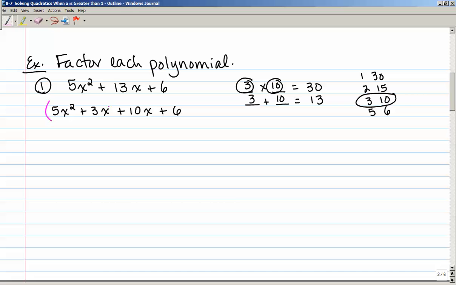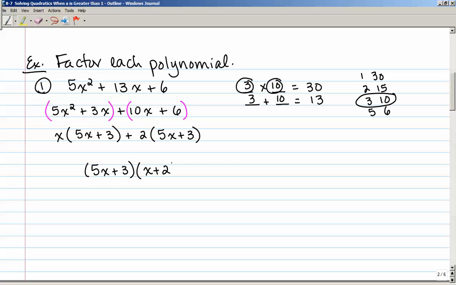Now I'm going to do my factoring by grouping like we did a couple sections ago. Group the first two and then group the last two. Take a greatest common factor out of each set of parentheses. So in this case, the only thing I can take out is an x, and that's going to leave me with a 5x plus 3. Out of here, I can take out a 2, and that's going to leave me with a 5x plus 3. And notice that I have a 5x plus 3 in the parentheses that's repeated. So one factor is going to be 5x plus 3, and my other factor is x plus 2. And that's my final answer. That's the factored form of my original polynomial.